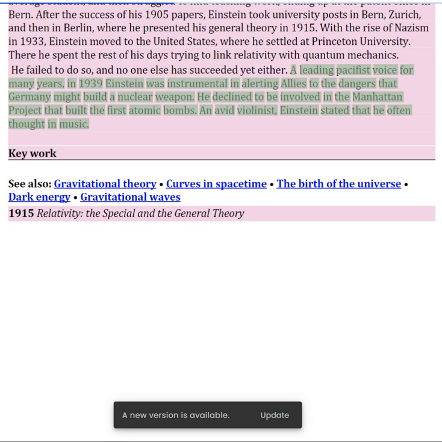A leading pacifist voice for many years, in 1939 Einstein was instrumental in alerting allies to the dangers that Germany might build a nuclear weapon. He declined to be involved in the Manhattan Project that built the first atomic bombs. An avid violinist, Einstein stated that he often thought in music.